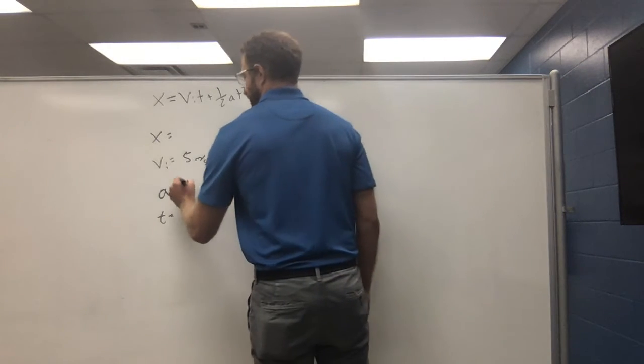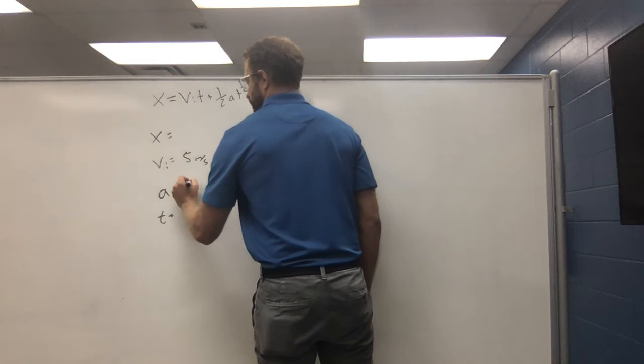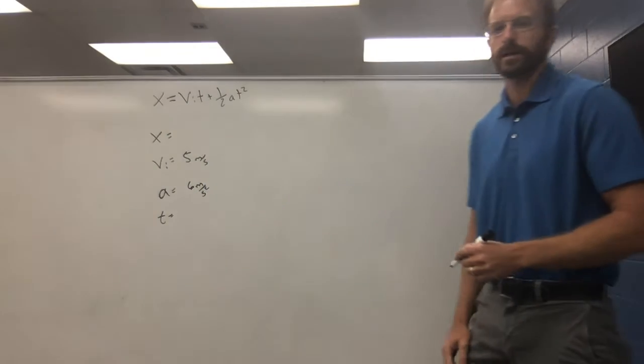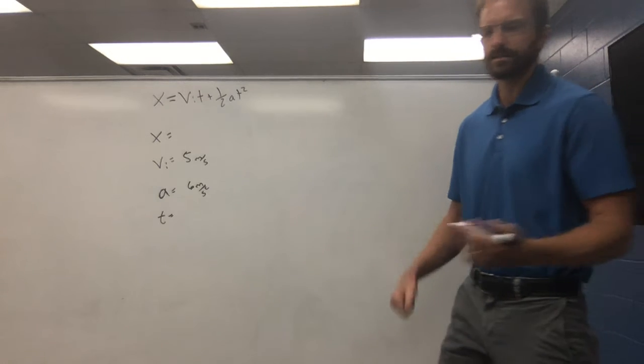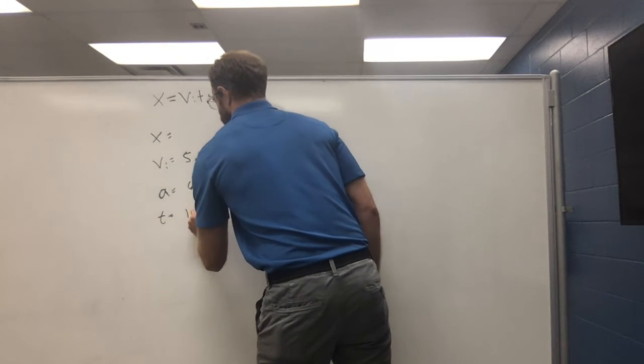So let's say we've got half of that. Well, I don't want to put 2 5s in there, so we'll do 6. You hit the gas pretty good, so that gives you 6 meters per second squared. And let's say we do that for 10 seconds. We're just going to pick a time. We do that for 10 seconds, not 10 meters, 10 seconds.